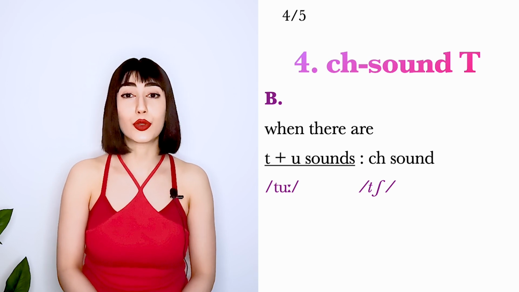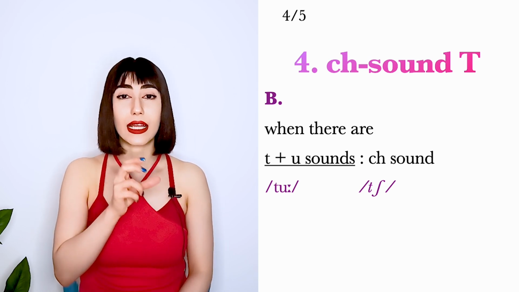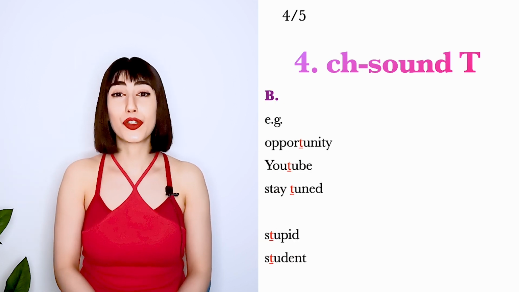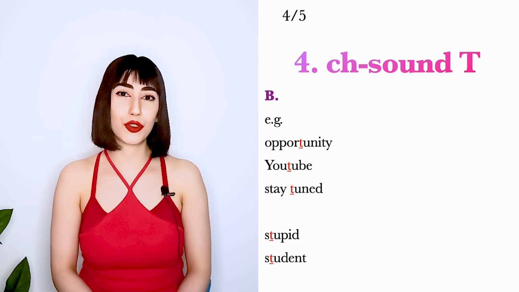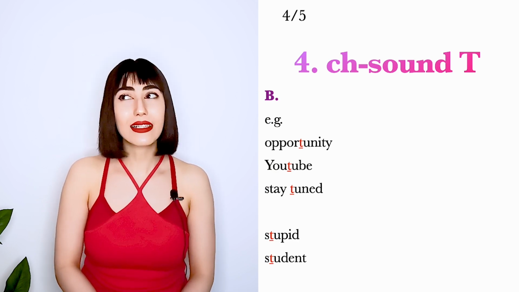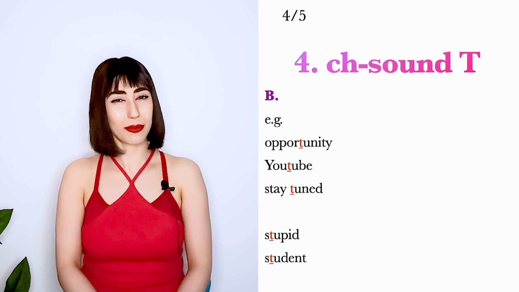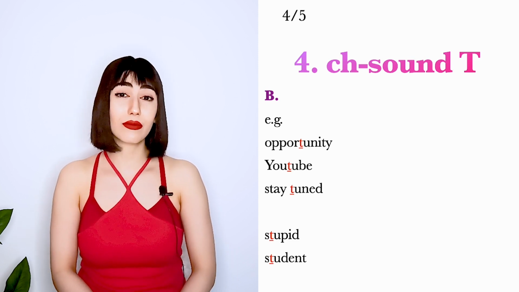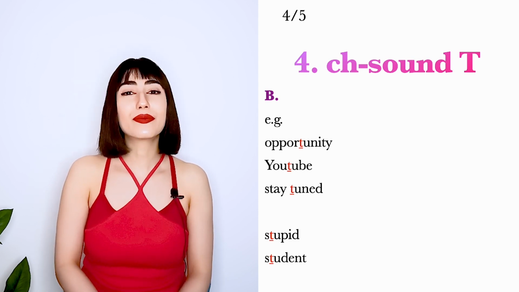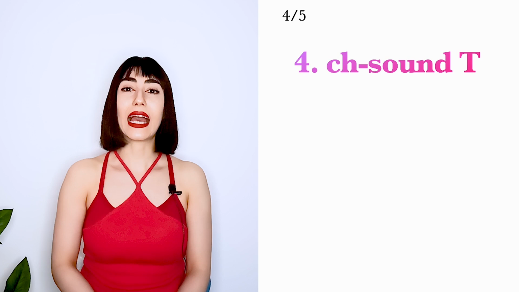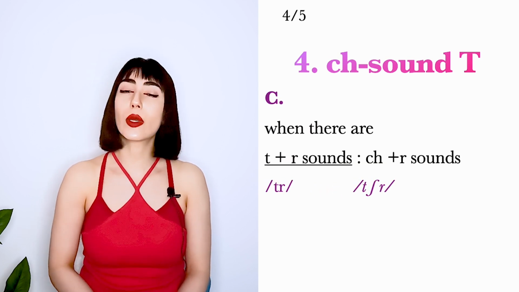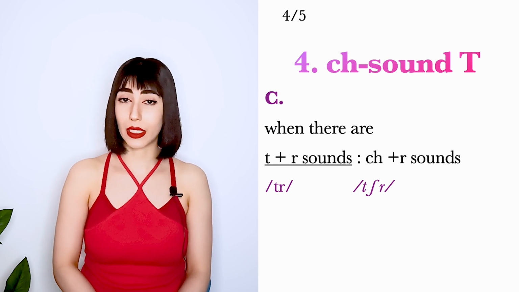Instead of saying opportunity with a T, this T and U becomes chu. Opportunity. YouTube, my YouTube channel. Stay tuned. You can say stay tuned, but in fast speaking, mostly you'll hear and you will say stay chooned. Stupid, student. Another situation that you'll have ch for T is when there are T plus R in words.